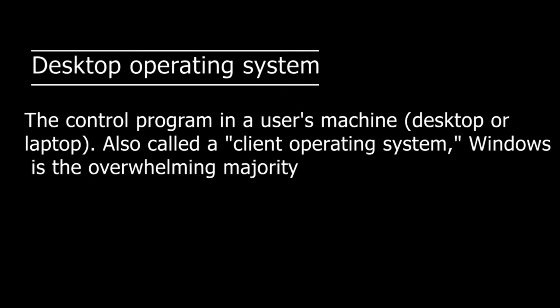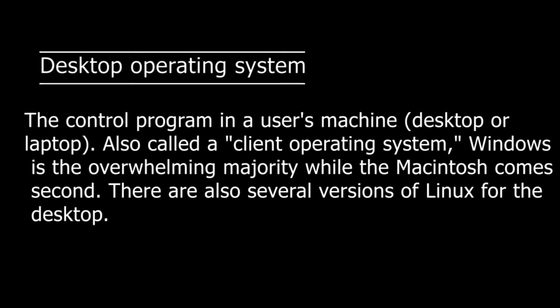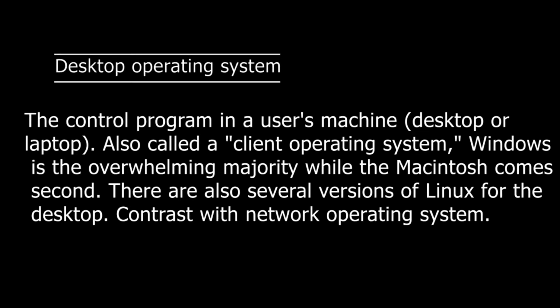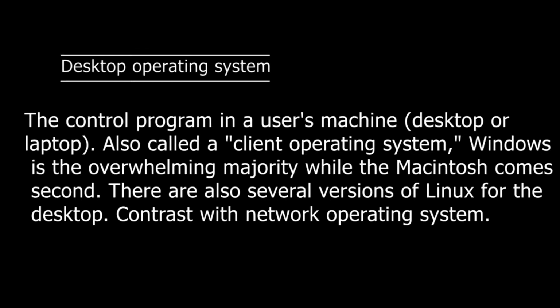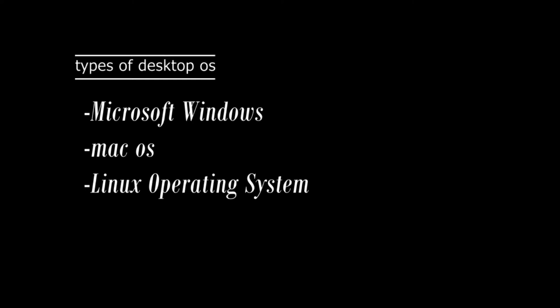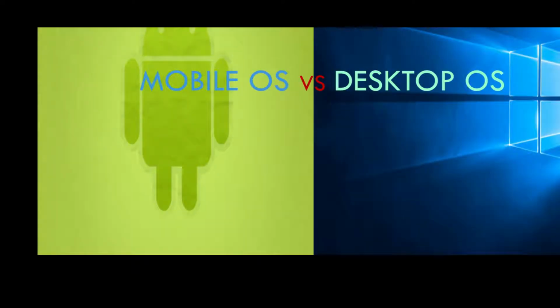Desktop operating system. The control program in a user's device, also called the client operating system. Windows is the overwhelming majority, while the Macintosh comes second. There are also several versions of Linux for the desktop, which contrast with network operating systems. Types of desktop OS: the first one is Microsoft Windows, second is Mac OS, third is Linux operating system. Now let's speak about mobile OS versus desktop OS.